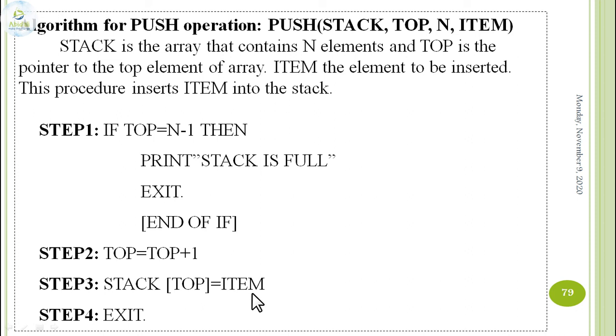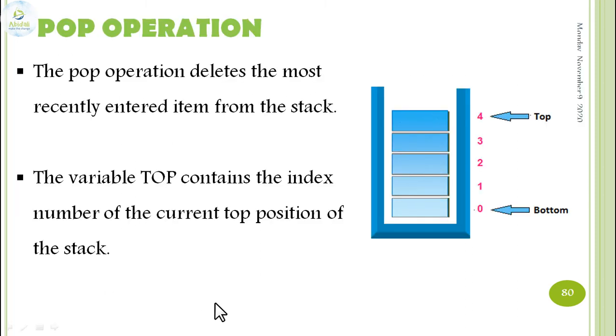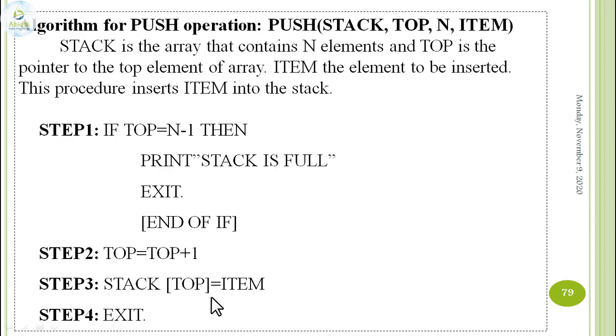So this is how the push algorithm is going to work. The first condition is checking whether the stack is full or not. The second stage is increasing the top value by 1. The third stage is inserting the item into the top of the stack, that is stack of top is equal to item. Then after that the insertion is performed, the push operation is successfully completed. We'll stop here. So in the next class we'll have a look at the pop operation. Thank you.